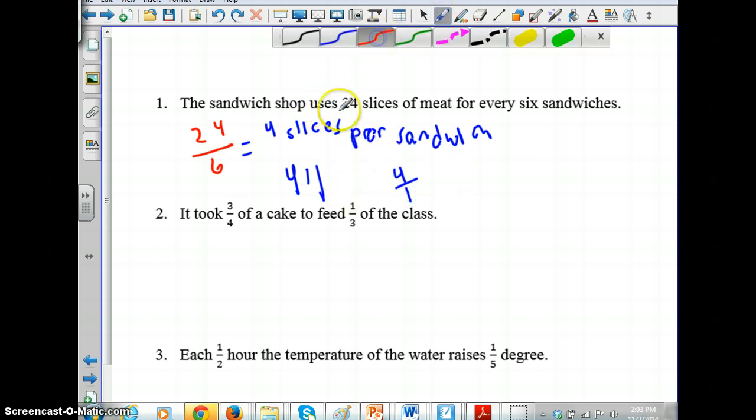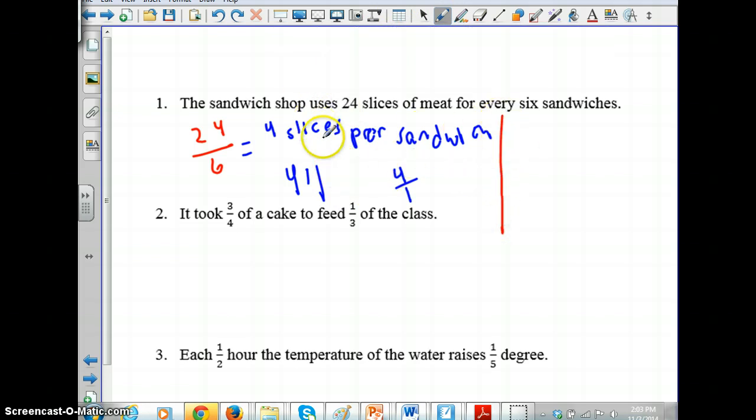Now this is really the most helpful one, but you could also figure out how many sandwiches per slice of meat. You could say, well, if we have 6 sandwiches, we have 24 slices of meat.